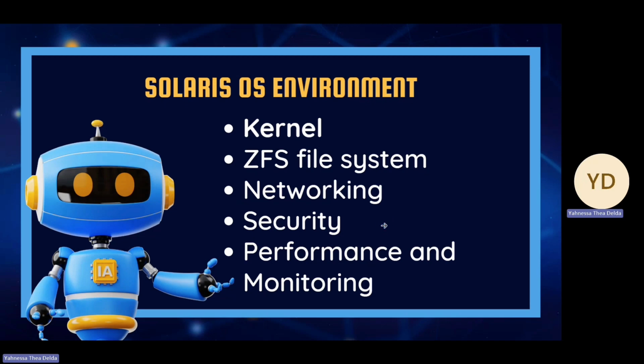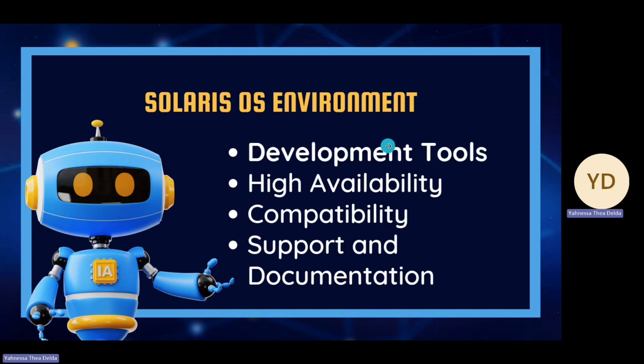Then, performance and monitoring. Solaris includes performance monitoring tools like DTrace and system resource utilities such as vmstat, iostat, and prstat. Then the development tools. Solaris offers a comprehensive set of development tools and libraries, including compilers, debuggers, and performance profiling tools. Next is high availability. Solaris supports building highly available systems with features like clustering, hot-swappable hardware, and predictive self-healing.